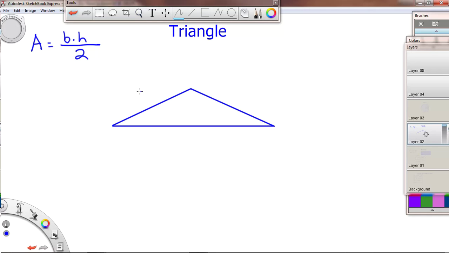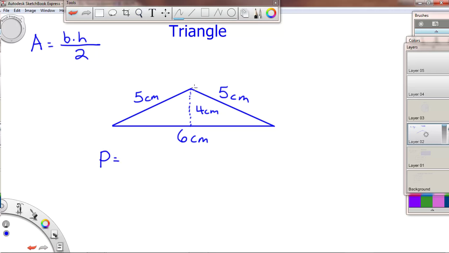Okay, so we're going to say that this side here is 5 centimeters. This side here is 5 centimeters. This side here, obviously it's not, but I'm going to call it 6 centimeters. Okay, and then you have this extra piece of information that tells you that this little dotted line, the height, is 4 centimeters. Okay, so let's go ahead and find the perimeter and the area of this figure here, this triangle.